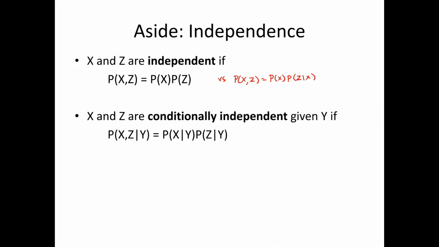And x and z are conditionally independent given y if p of x and z given y is the same as p of x given y times p of z given y. Again, we can compare this to p of x and z given y and using chain rule. So we have p of x given y times p of z given x and y. So in other words, x and z are conditionally independent if p of z given y is the same as p of z given x and y.